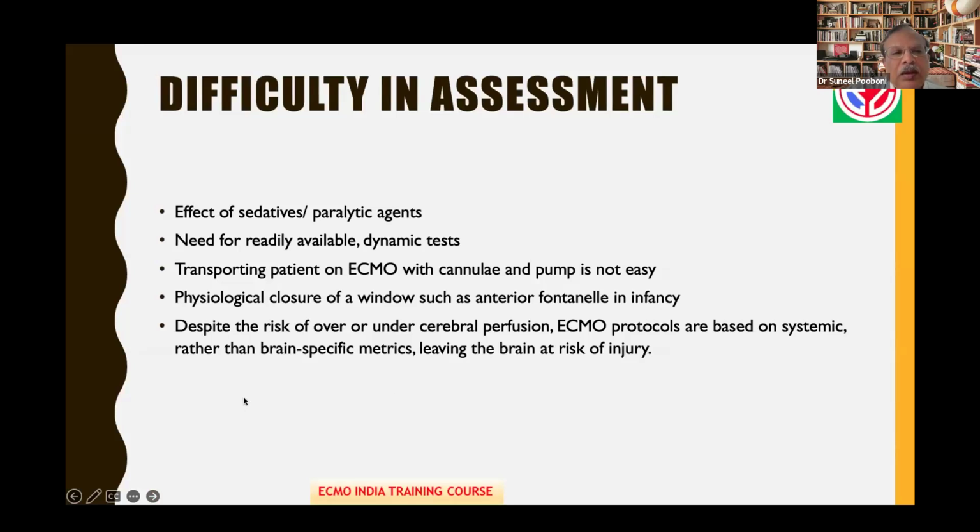Despite the risk of over and under cerebral perfusion, ECMO protocols are based on systemic outcome metrics rather than brain-specific metrics. We always talk about recirculation factor, how much blood is getting oxygenated, circulated, tissue perfusion, etc. But they are not brain-specific metrics, leaving the brain at risk of injury.